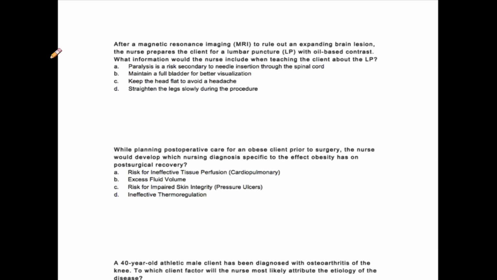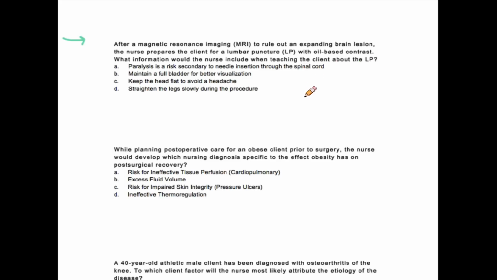So if we look at the first one, this one right here. The question reads, and I actually posted this on Instagram: after magnetic resonance imaging, or MRI, to rule out an expanding brain lesion, the nurse prepares the client for a lumbar puncture, or LP, with oil-based contrast. What information would the nurse include when teaching the client about the LP?